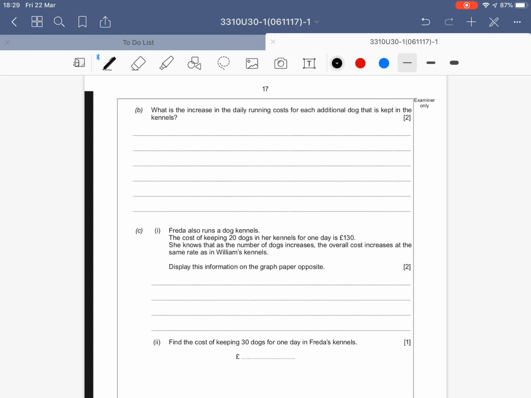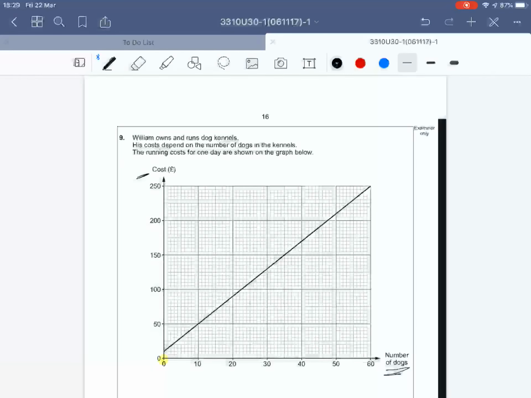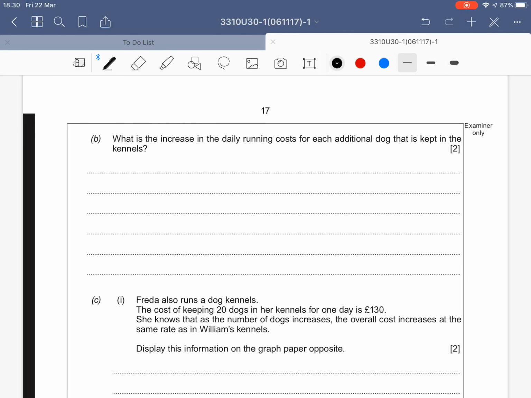Right, what is the increase in the daily running cost for each additional dog that is kept in the kennel? To find the increase, basically they want to know how this is going up. When a line's going up, they want to know how steep it is. So to find how steep a line is, you need to work out the gradient. The gradient is the steepness. It is worked out by doing the change in your y value divided by the change in your x value.